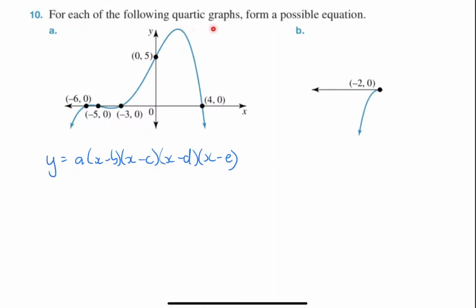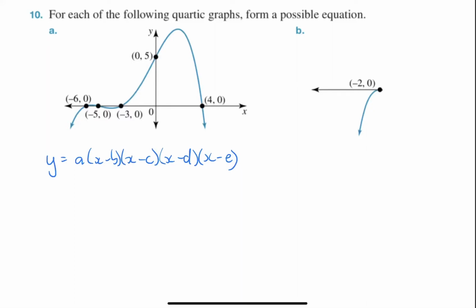For each of the following quartic graphs, form a possible equation. We know it's a quartic graph because there are 1, 2, 3, 4 intercepts. So what I'm going to do is write down the general form, y equals a, then there are 4 linear roots, 1, 2, 3, 4. I can substitute the values of b, c, d, and e because I can get them from my graph.